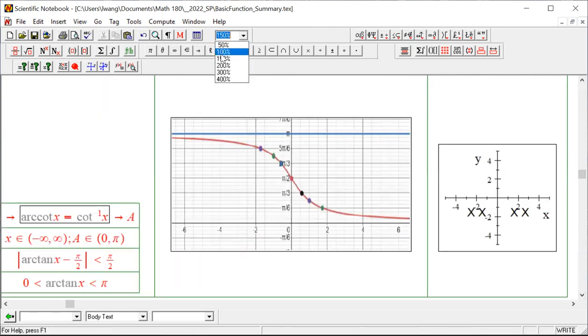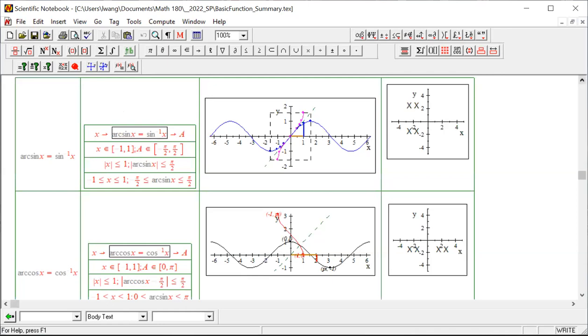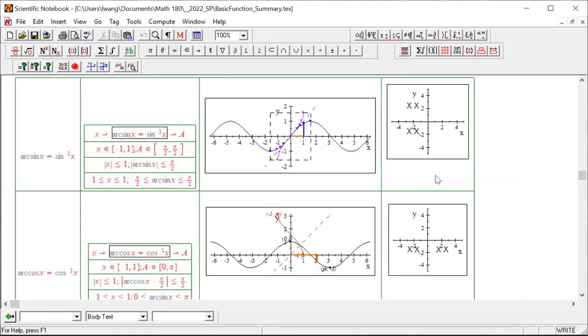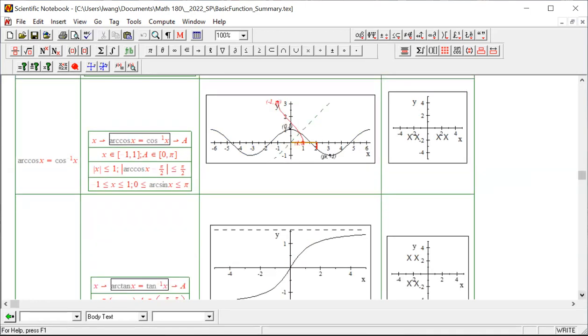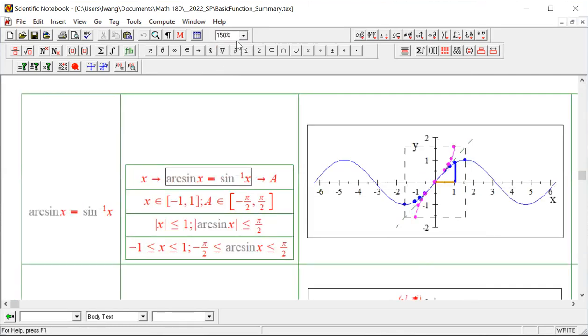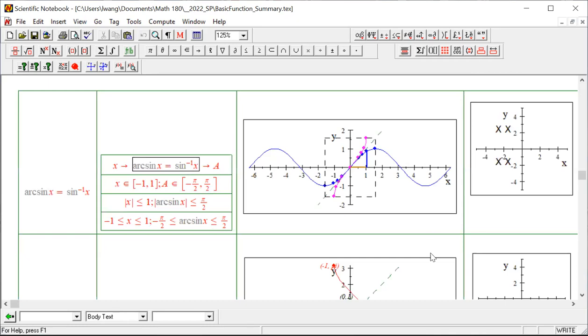Let me give you a smaller version of it so we can see more. So the arc cosine with the no fly zone indicated, arc sine, arc cosine, all forms of domain and range. Let me just make it a little larger so you can take the notes. 125%. Yeah, that would do the work. Yes, you can see everything clearly.